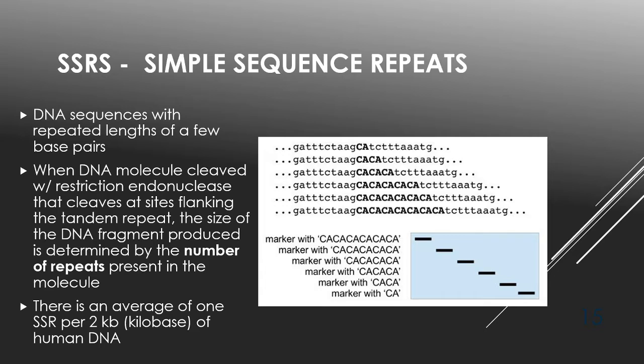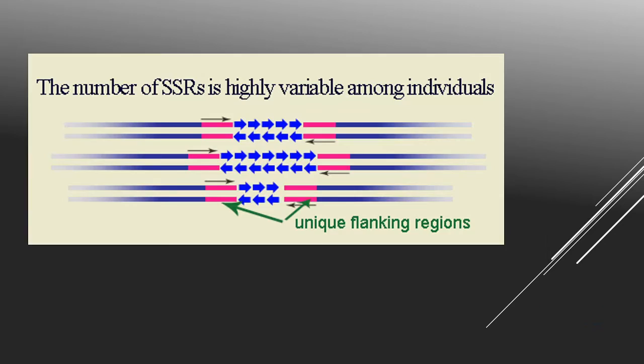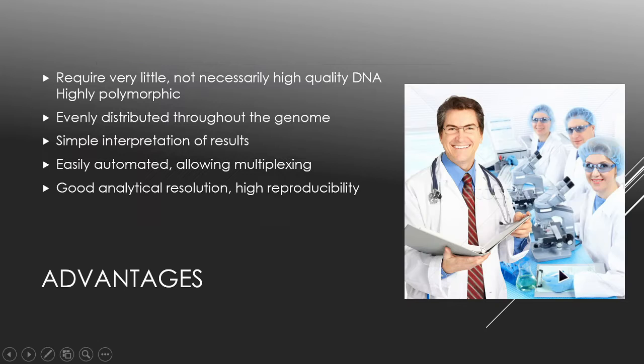There is an average of 1 SSR per 2 kilobases of human DNA, meaning that after 2000 bases, you have 1. The number of SSRs is highly variable among individuals. So you can see these are the unique flanking regions. The blue arrows indicate the number of SSR repeats, and the SSR will make the area longer or shorter.